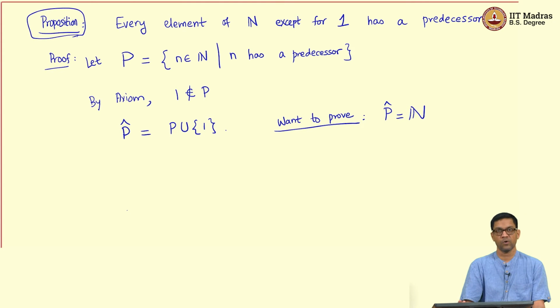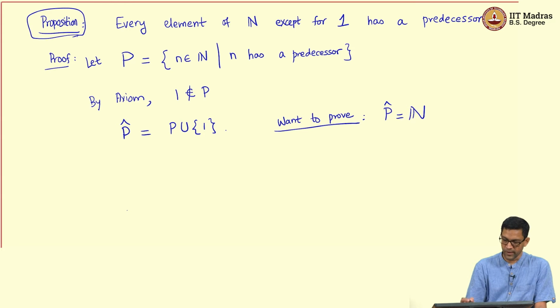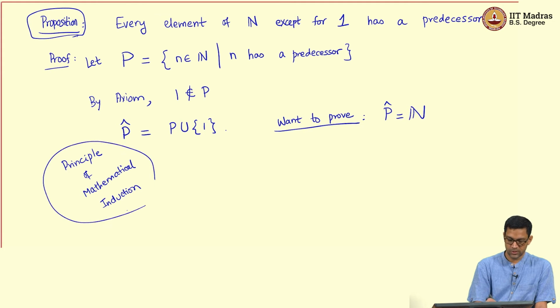Every element other than 1 has a predecessor is the same as saying the set P hat is the entire set of natural numbers. Okay. So let us prove this. We will do this by the principle of mathematical induction. So what does that require? So that axiom says, let us use this principle. Okay. So we will use this. So what does it involve? So we will first show that we need to show that 1 belongs to this set.